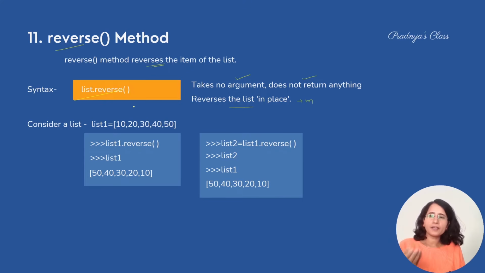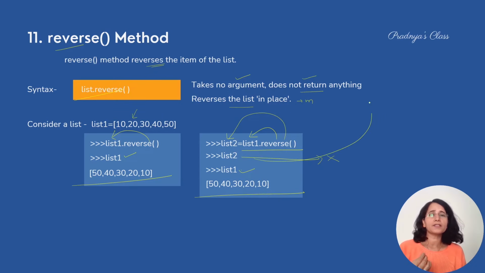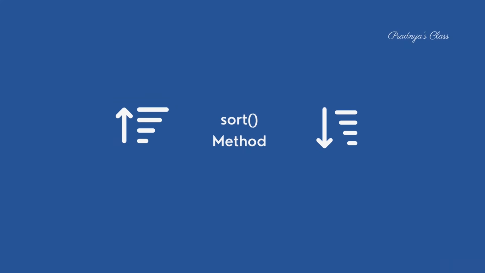Let's try to understand this reverse method with one example. Here is a list of numbers and I applied this method on the list. When I am trying to print the list, you can see here the numbers are reversed. Let me show you that reverse method does not return anything. We are applying the reverse method on the list and trying to store this operation in list 2. So when I am trying to print this list 2, I am not getting any output. But when we try to print this list 1, we are getting the reversed list. That's why this doesn't return anything, because the reverse function reverses the original list.